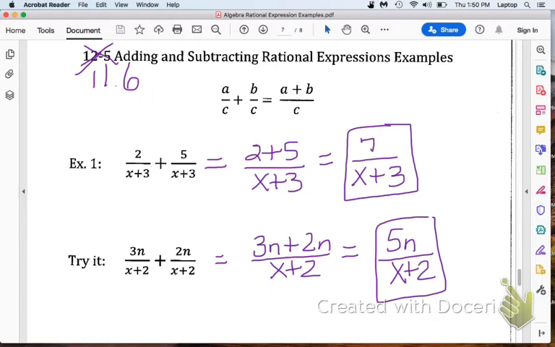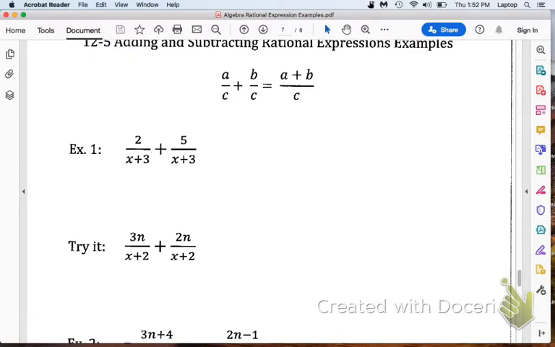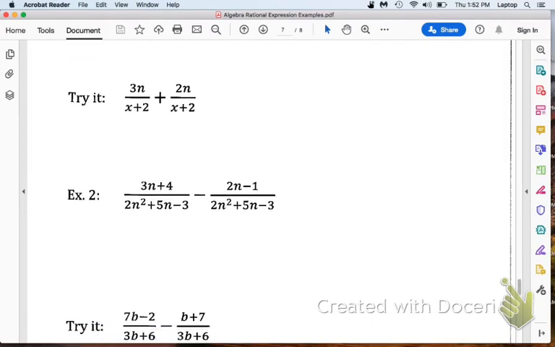Okay, so make sure that you either pause the video to write this down. I'm going to clear it so that I can scroll down. All right, let's see what else we have.